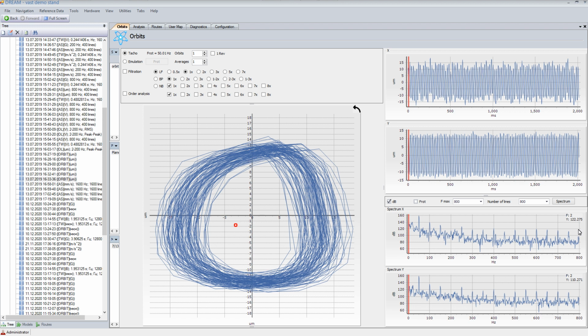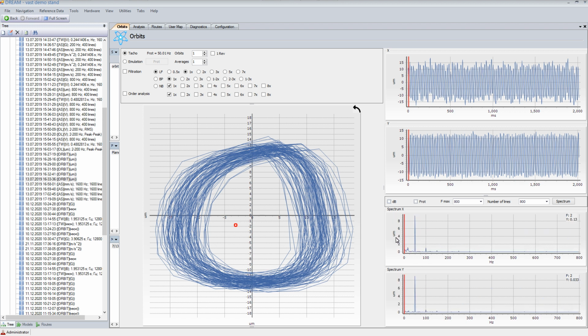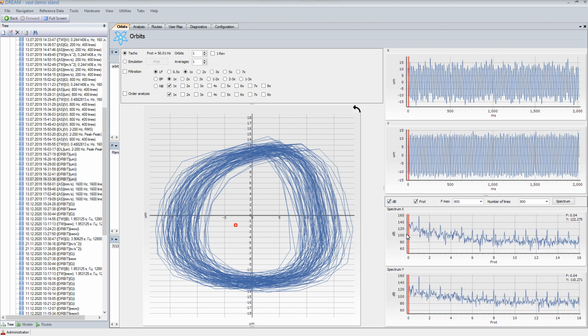Here we have spectra from these signals, and you can see them in dBs or in microns. If you have a rotation speed sensor, you can also see them in orders, in rotation speed harmonics. You can change the spectral parameters, etc.